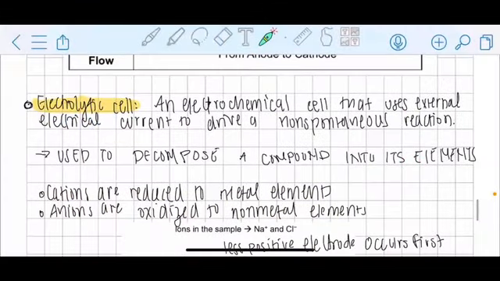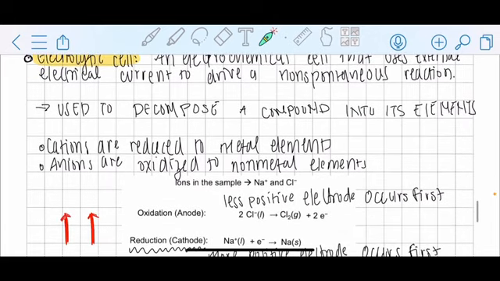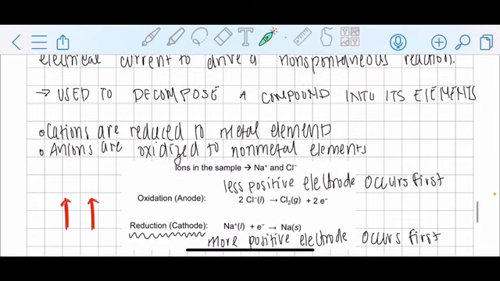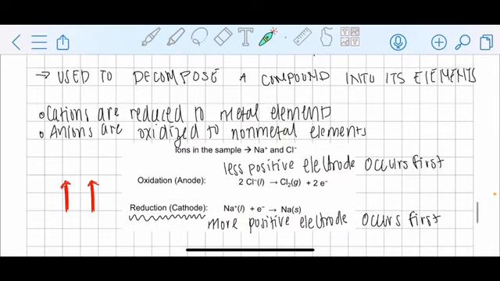Now covering electrolytic cells. Again, an electrochemical cell that uses external electrical current to drive a non-spontaneous reaction, as we learned above. It is used to decompose a compound into its elements. This means that the E cell value is multiplied by -1 and the reaction is the inverse of what would be happening in a voltaic cell. And the cations are reduced to metal elements and the anions are oxidized to non-metal elements.